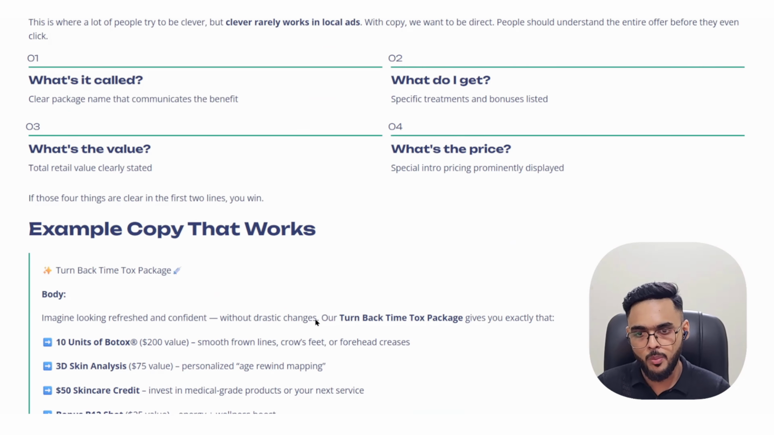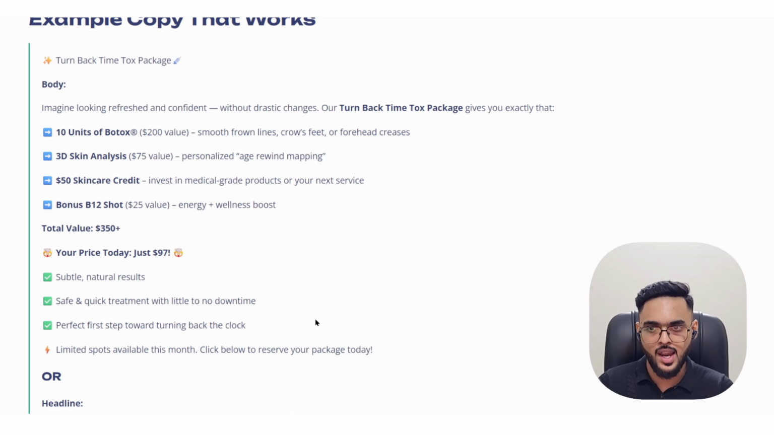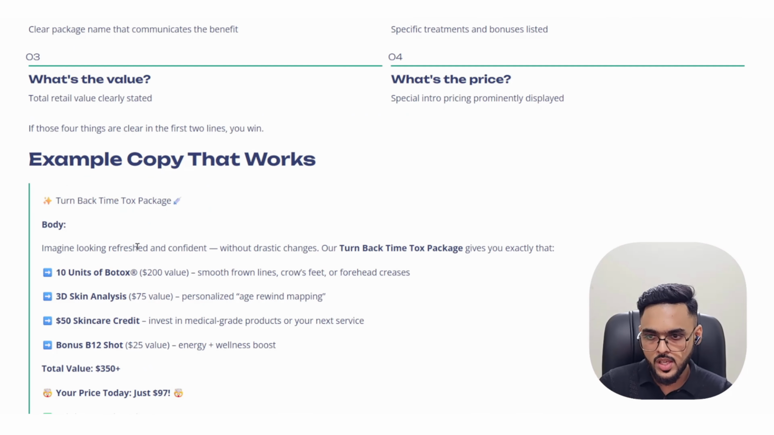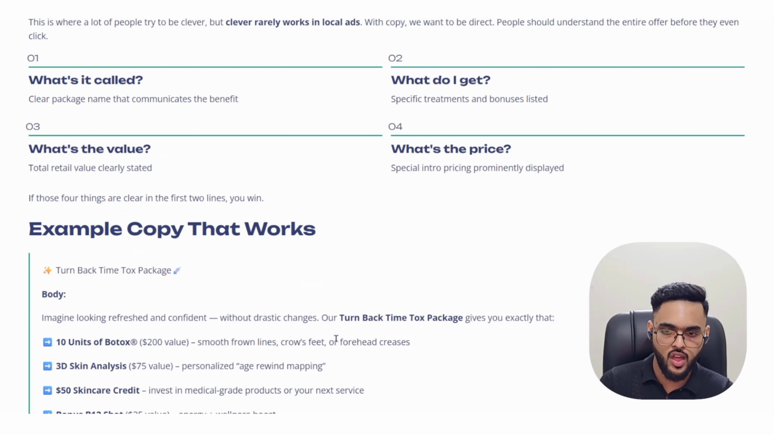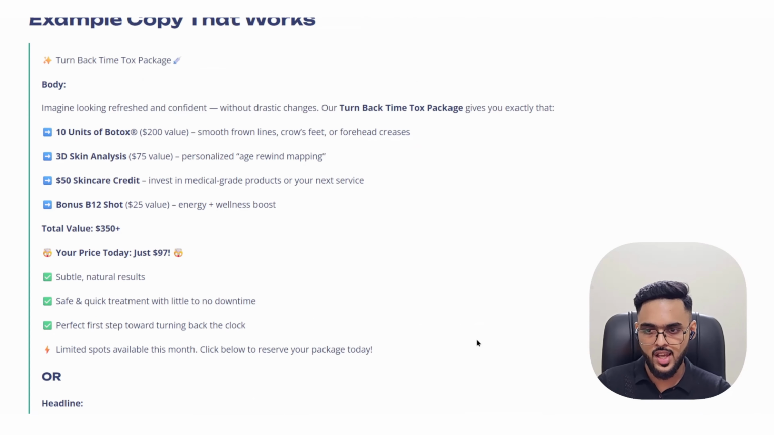So, example copy that I wrote for you. Turn Back Time Talks package. What's it called? "Imagine looking refreshed and confident without drastic changes. Our Turn Back Time Talks package gives you exactly that." So communicating these benefits, which is looking refreshed and confident without drastic changes. And then all the treatments that are going to be included in the package itself, which is 10 units of Botox, $100 value, 3D skin analysis, $75 value, total value $350, and your price is $97.